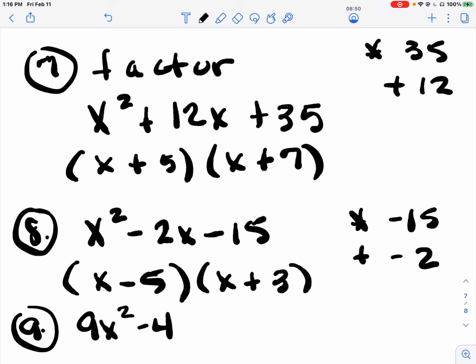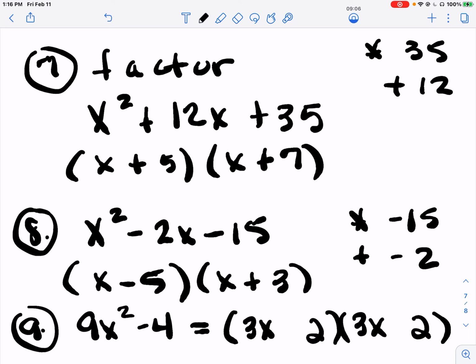Number 9 is a binomial, difference of squares, which means it's got 2, it's subtract, and it's something times itself. 9x squared is 3x times 3x. 4 is 2 times 2. To get it to multiply to a negative, we do plus minus. That also makes the O and the I cancel out.